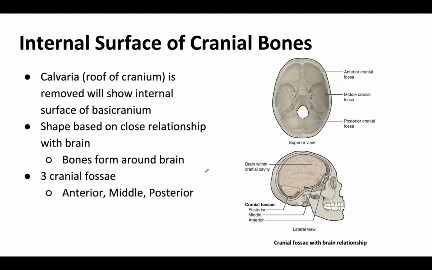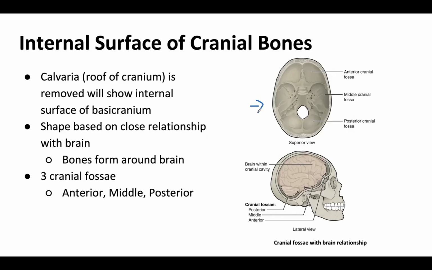All right, let's turn our attentions to those cranial fossae that I keep talking about, and let's conceptualize this view. Imagine we remove the calvaria or the skull cap, and we're looking into the skull. So you're seeing the internal surface of the basicranium or the base of the cranium. And the shape of this region resembles the outer surface of the brain, and that makes sense because the bone forms around the brain. So we will have three cranial fossae, anterior, middle, and posterior.